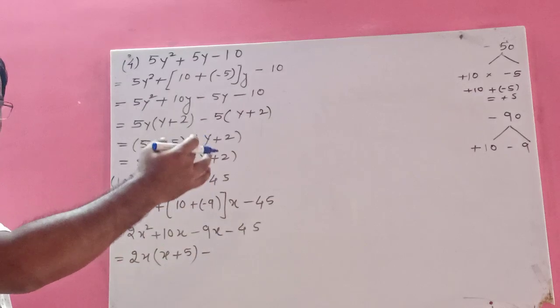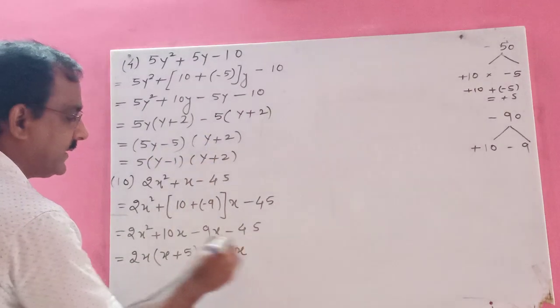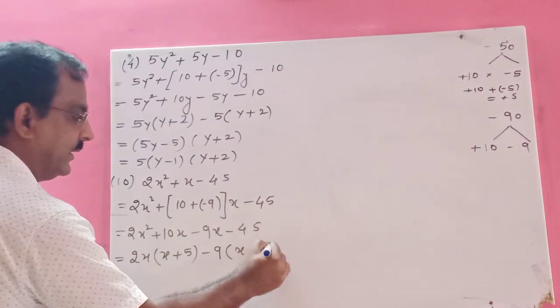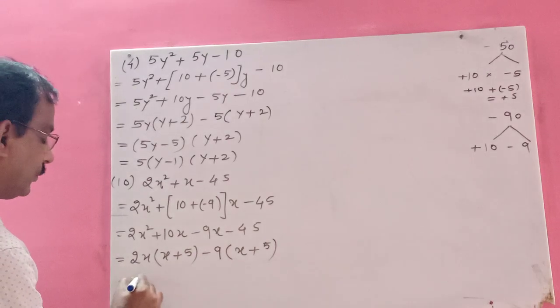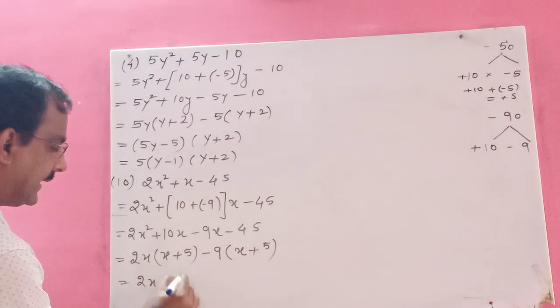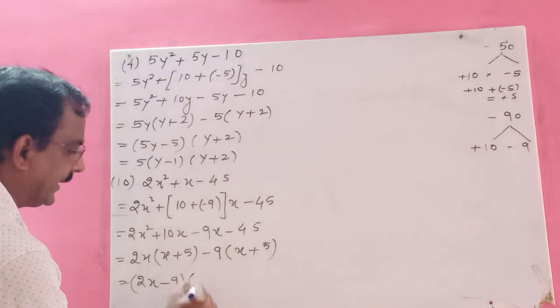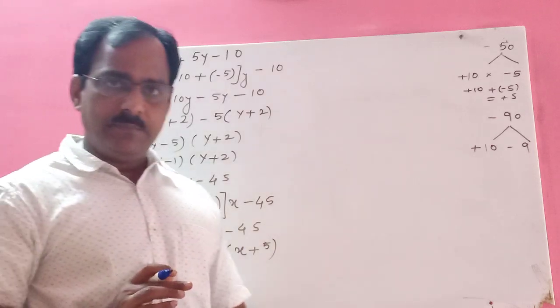So we should take the highest one. 9, you write here 9. And this is x. The sign will change. 9 5s are 45, so write here 5. Now this 2x plus 10 and 9x minus 45, these two together, and because this is common, so x plus 5. So clear, children, this sum?